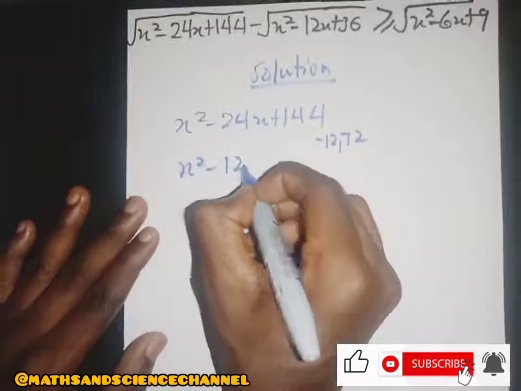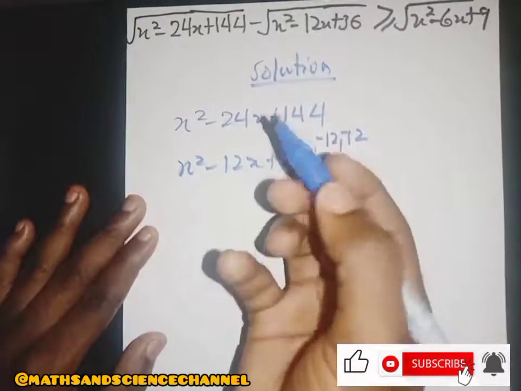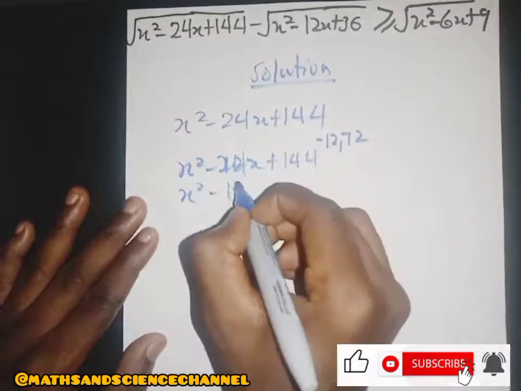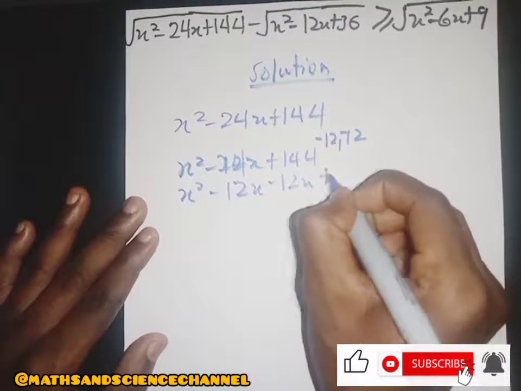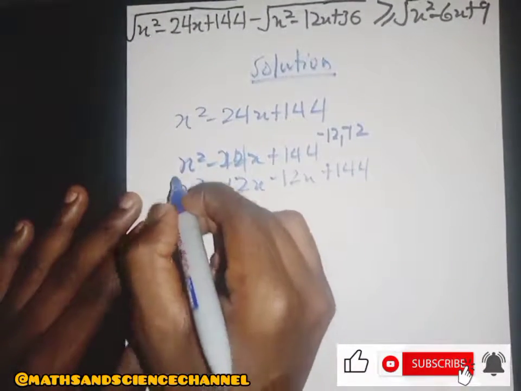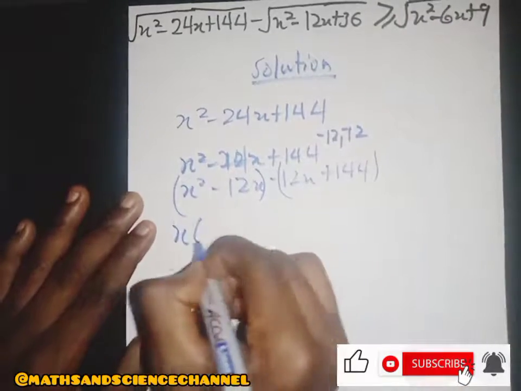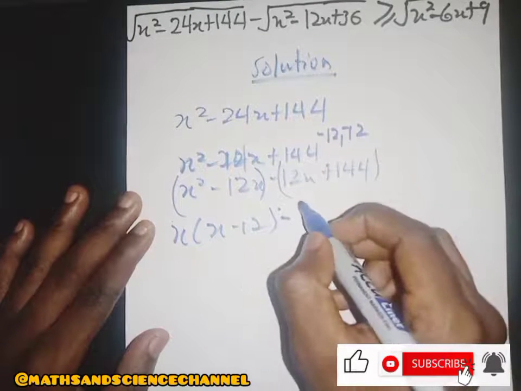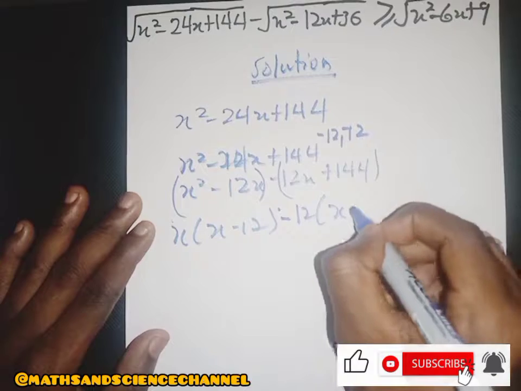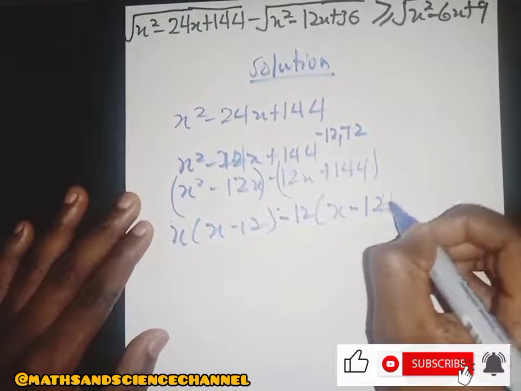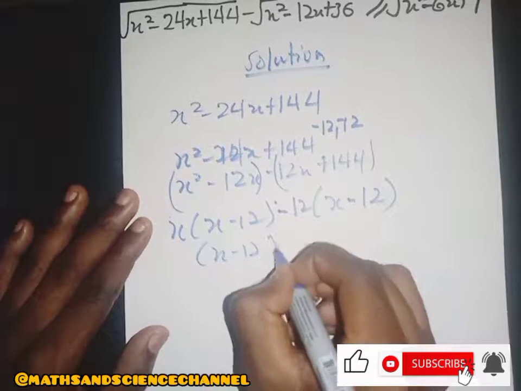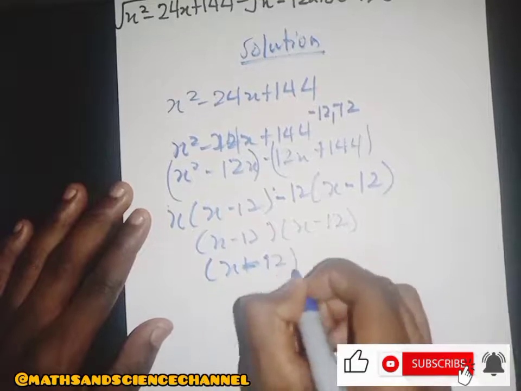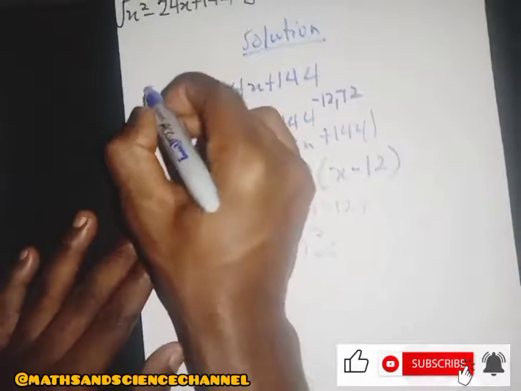So we have x squared minus 24x plus 144, and basically we have x squared minus 12x minus 12x plus 144. Then we take this and also take that: x into bracket x minus 12, and then minus 12 outside, then we have x minus 12 here. So we have x minus 12 and then x minus 12 on both sides, which is just x minus 12 squared. All right, so that will be for the first one.